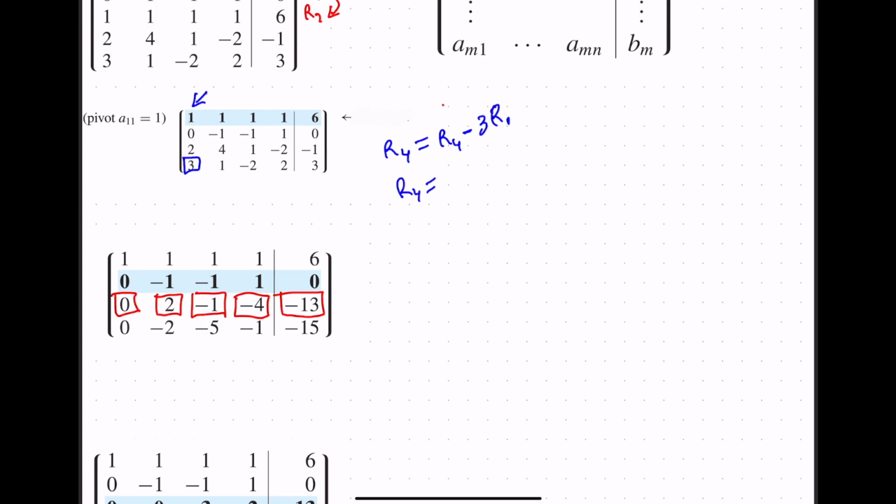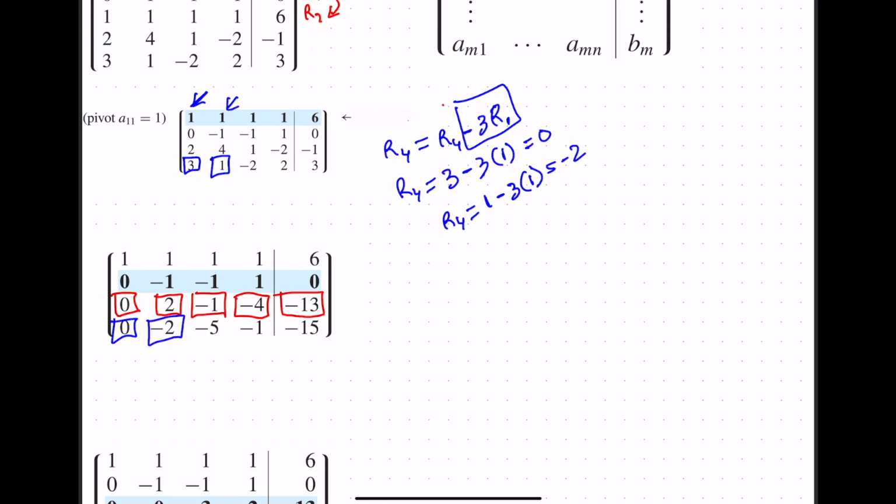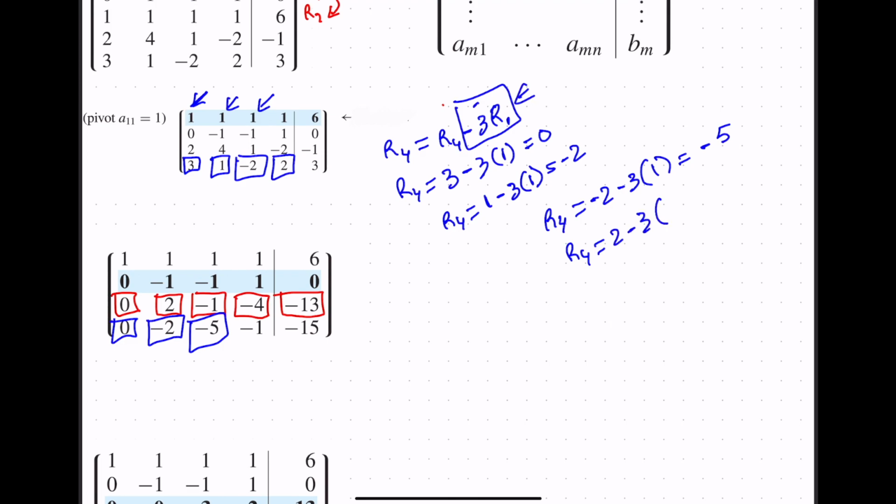So now that I have that, R4 equals, here's my number 3, minus 3 times R1, which is simply 1, which equals 0. And here's where the 0 is. Now I have R4 equal to 1 minus, this is already my restriction, 3 times 1, and I get negative 2. Here's my negative 2. R4 equal to negative 2 minus my restriction here, 3 times 1. I get negative 5. Here's my negative 5. And then I have R4 equal to 2 minus my restriction, 3 times R1, which is 1, and we get negative 1.